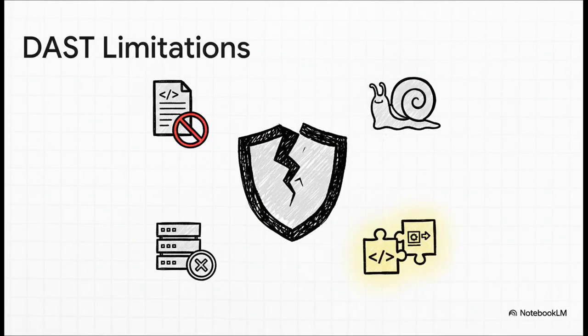Now, on the flip side, because it can't see the code, a DAST tool can't point you to the exact line of code that needs fixing. The scans can also take a bit longer because, well, it needs a fully working application to test. And this, right here, is why SAST and DAST are such a dream team. DAST screams, hey, the front door is unlocked, and SAST helps you find the blueprint to see exactly which part of the lock is broken.